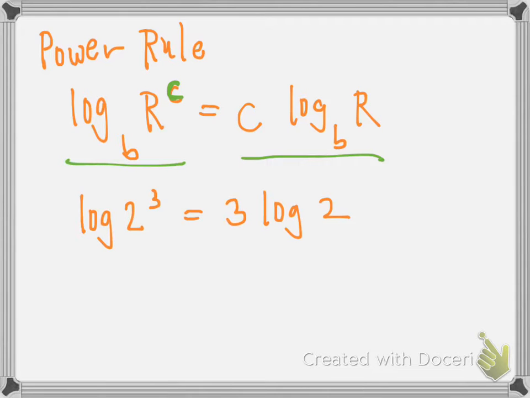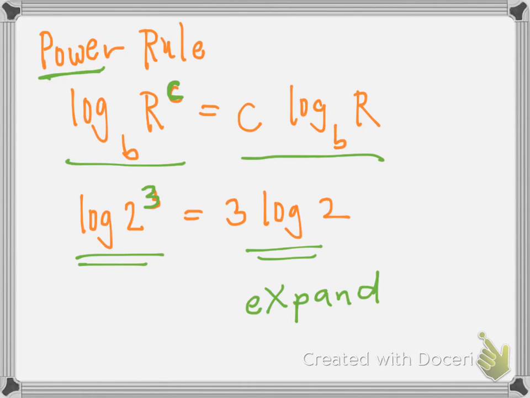So here's my example. Log base 2 to the exponent. The exponent is the power, hence power rule. The exponent comes down in front. Just another way to write the same thing. These are equivalent statements. This is expanded. That's it.